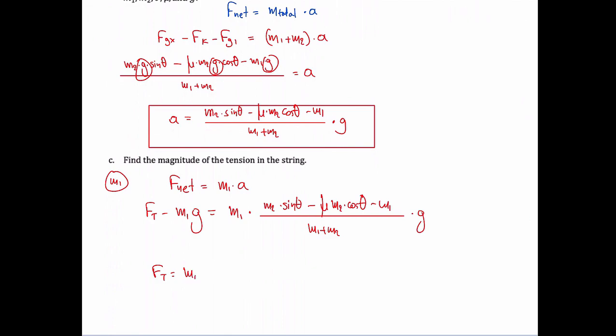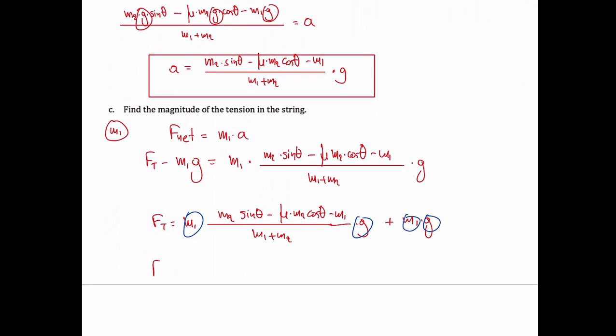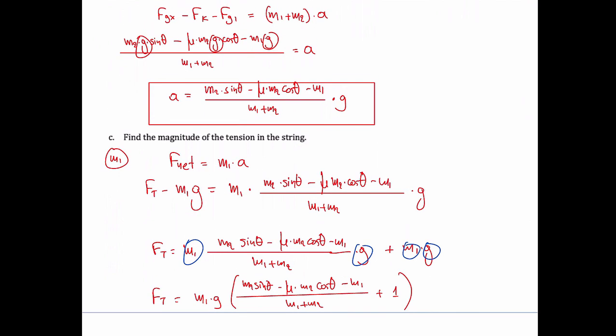So m1 times the fraction m2 sine theta minus mu m2 cosine theta minus m1, over m1 plus m2, times g, plus m1 times g, and we can see that m1g is a common factor, so if we want, we can say that the force of tension is m1 times g, times the fraction plus 1, so m2 sine theta minus mu m2 cosine theta minus m1, divided by m1 plus m2, plus 1. And this could be the final answer.